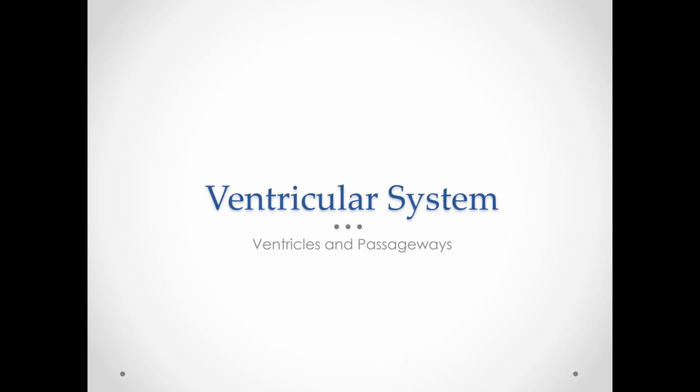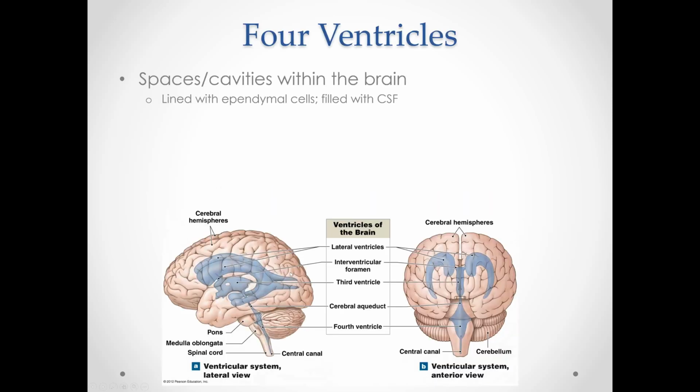In this section, we'll look at the ventricular system, which includes the ventricles and passageways within the brain. So the ventricles are spaces or cavities within the brain, and they are lined with ependymal cells that you learned in chapter 12 are the neuroglia that make cerebrospinal fluid. And so the ependymal cells are making the CSF, and then the CSF sits or lives inside of the ventricles and the passageways that connect them.